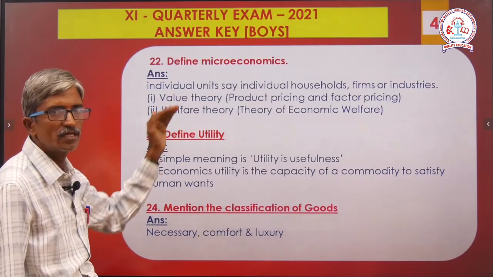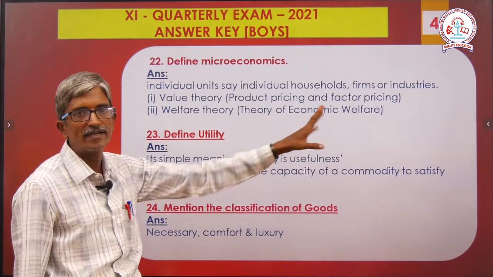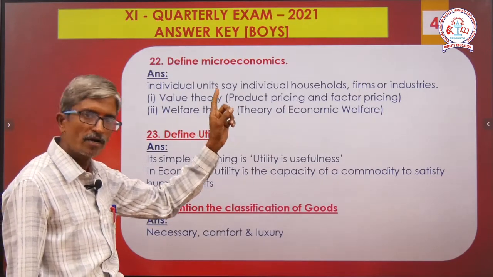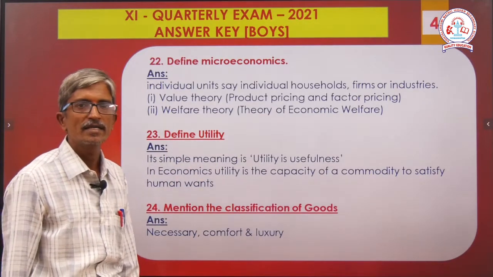Next it is classified. அதர் ரெண்டு சப்டிவிஷனா காமிக்கிறோம். Value theory, producing, pricing and factor pricing. Product pricing and factor pricing. Next welfare theory, theory of the economic welfare.